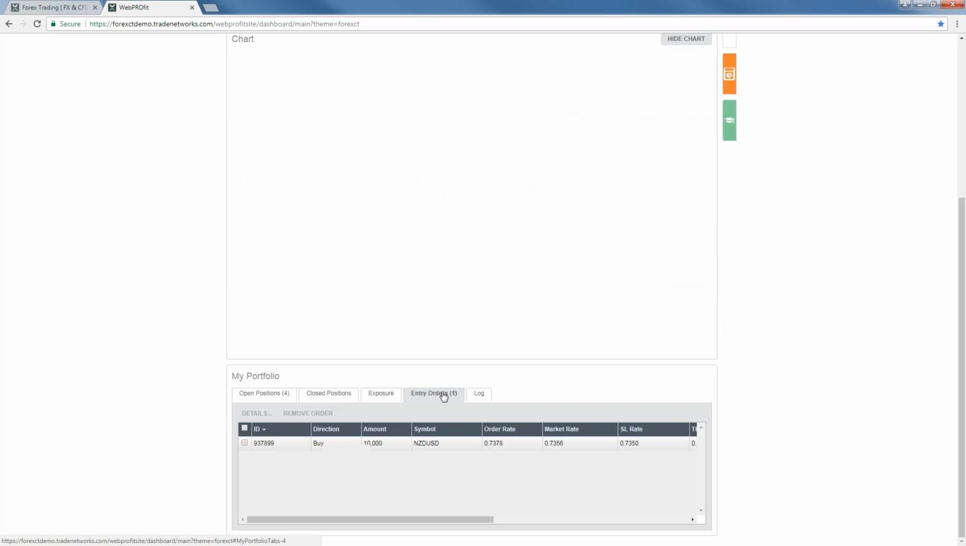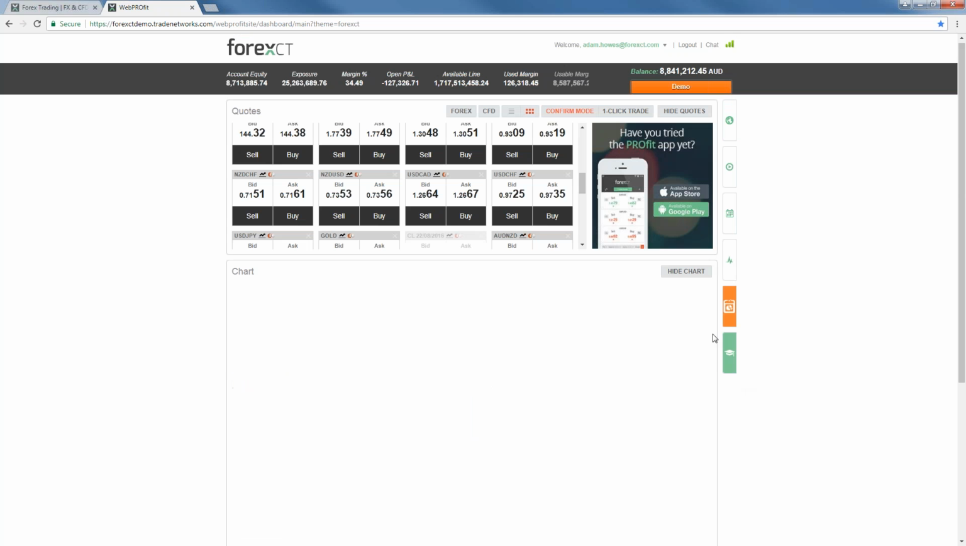And as you'll notice down the bottom here under entry orders, we've got a buy position for the amount of 10,000 on New Zealand US dollar waiting to be triggered at 73.78. If the market rate gets up to here, it'll trigger with a stop loss here of 73.50 and a take profit at 74.50.